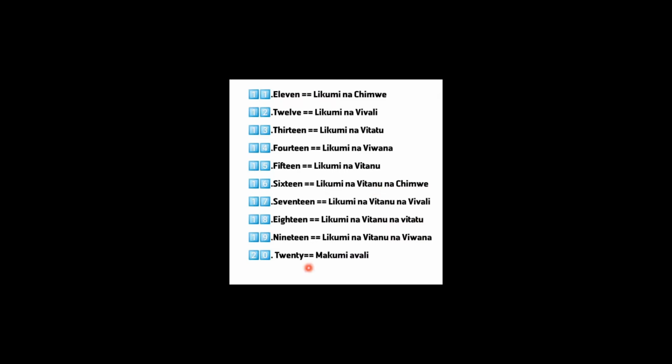20 is makumi abali. Abali is another way to say 2. Makumi is plural, meaning 2 tens. Makumi abali is the plural of likumi limwe, that's 10. So to say 2 tens, you say makumi abali. If we are to say 30, we will say makumi atatu.